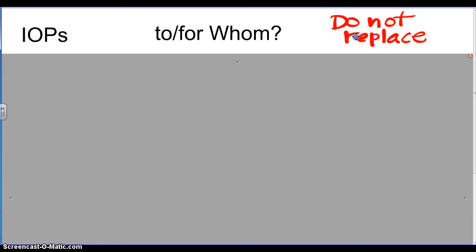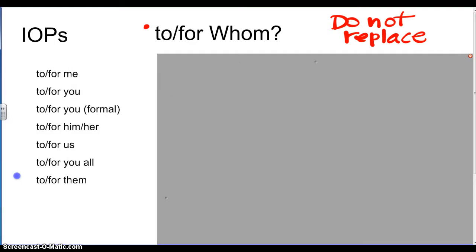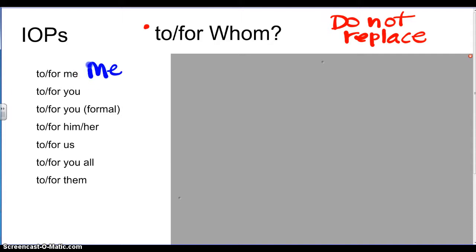They are an extra word that we add to the sentence that tells you to or for whom the action is being done. Not every sentence has one. If the action is being done to or for me, I add the word me. If the action is being done to or for you, I add the word te. If the action is being done to or for you, but I'm being formal, I use le. To or for him, I also use le. To or for us, I would use nos.